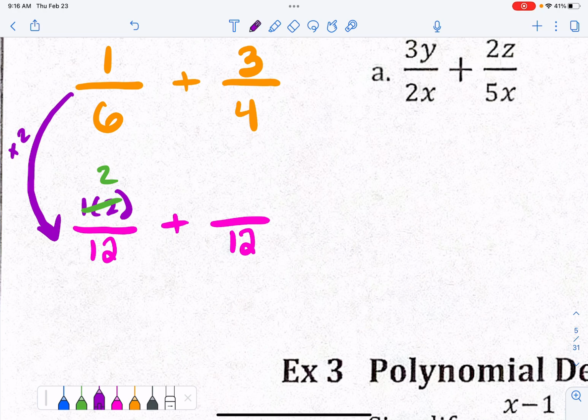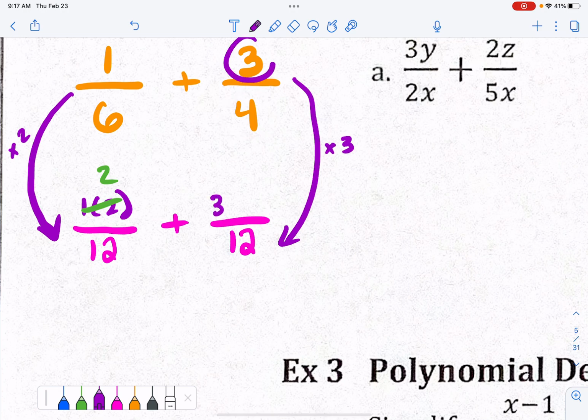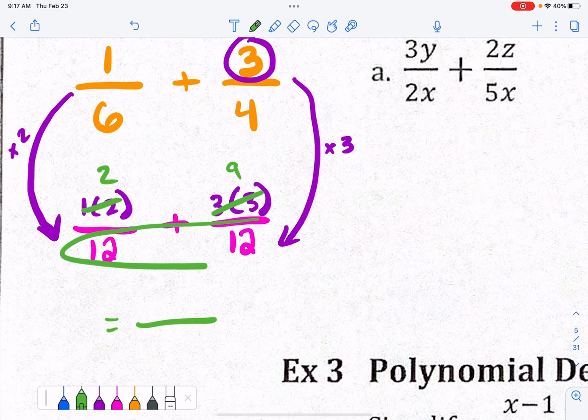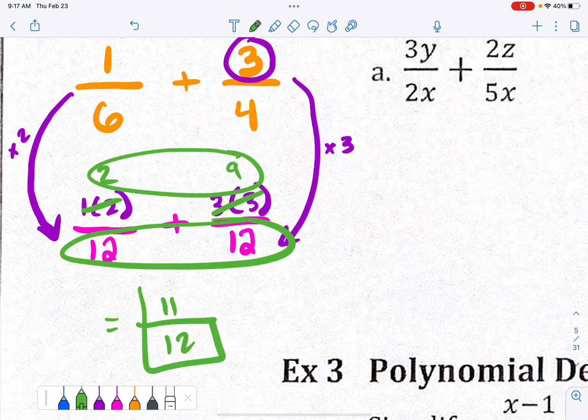This guy on the right side, what did we take times 4 to get 12? That's times 3. So we're going to take this top number, 3, that we had originally, times 3, and that's going to give us a new top number of 9. And then all we do is combine our like terms together, and so our denominator is going to be 12, and then 2 plus 9 is 11. So we have 11 over 12 as our answer. Keep in mind the 12 on the bottom, you don't add those together to make 24. That number stays the same, but your 2 and your 9 do become 11, okay?